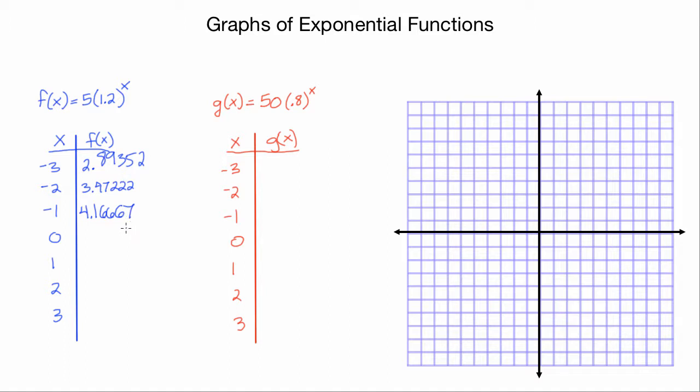To the 0th power, this one's easy, I can put in 0 in my exponent. 0th power just gives you that value for a, so it's going to be 5. If I put in 1, we get 6. If I put in 2, we get 7.2. And finally the last one, if I put in 3, we get 8.64.